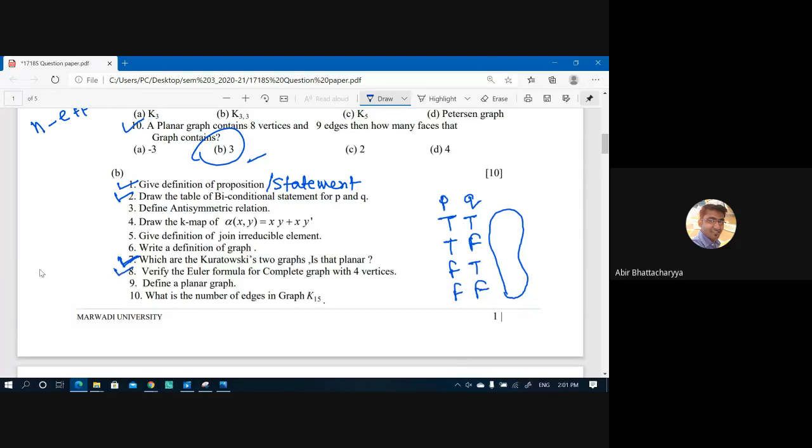Go for number 8. Verify Euler's formula for a complete graph with 4 vertices. What you need to do is write down just the verification step, nothing else. What is N, what is E, what is F? Just write down the verification step, and I will understand. You can write it on the chat box, all of you. Question number 8.